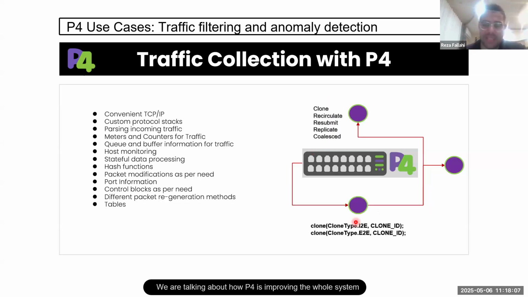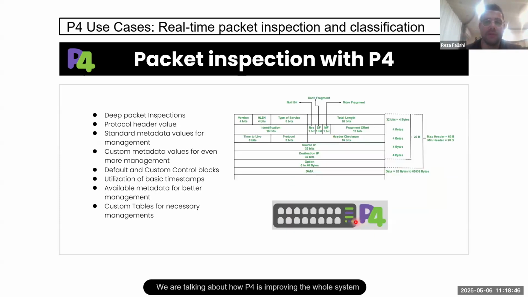So the next feature is the packet regeneration mechanism. Okay, this one is extremely useful in case we are trying to alert, for example, like an intrusion detection system and things like this. This will help us regenerate the packets in different manners. For example, we can clone, recirculate, resubmit, replicate the packets through different ports. And yeah, this is a great feature that we can use for alerting or traversing the information through the different nodes of the network itself.